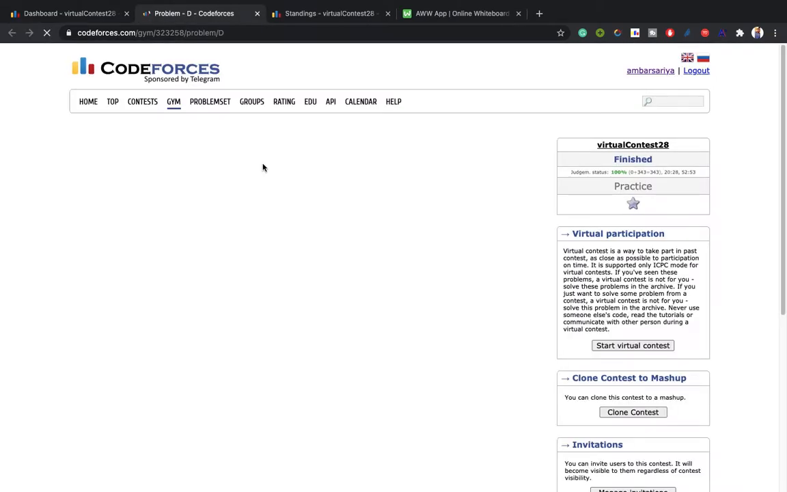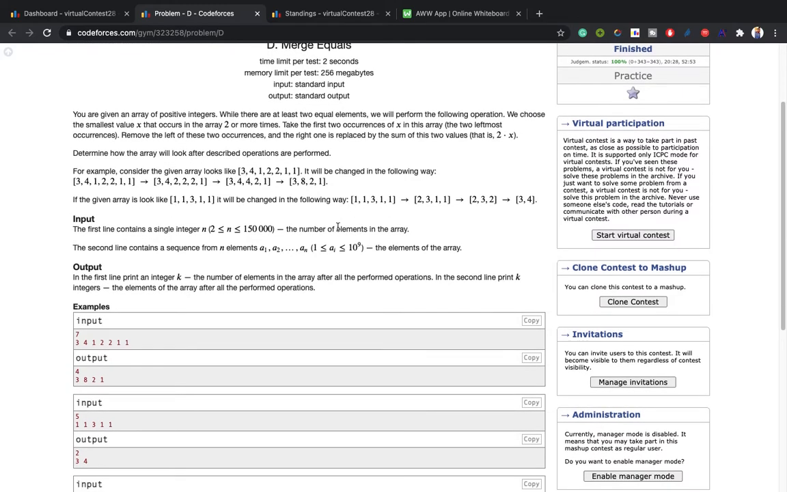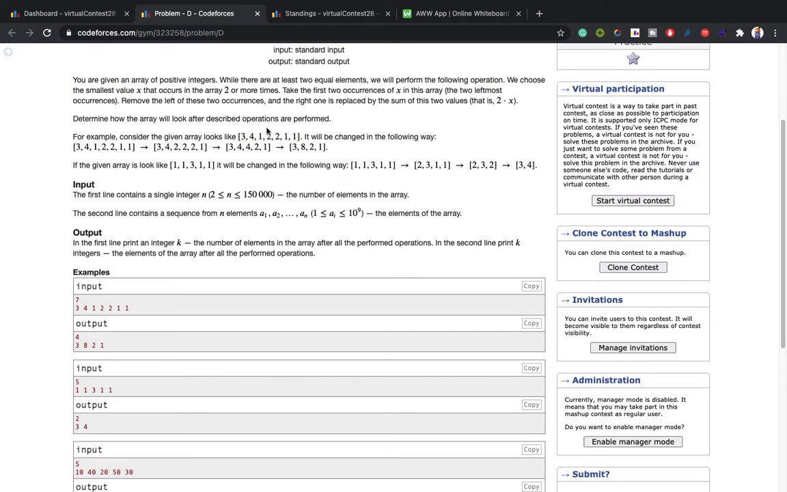Merge equals. Here we are given an array of positive integers, and while there are at least two equal numbers, we can perform an operation. We are given an array, and if we find any two equal numbers, like here I am traversing 3 4 1 2 and 2, I find two equals, 2 and 2, so I will replace them with their sum.